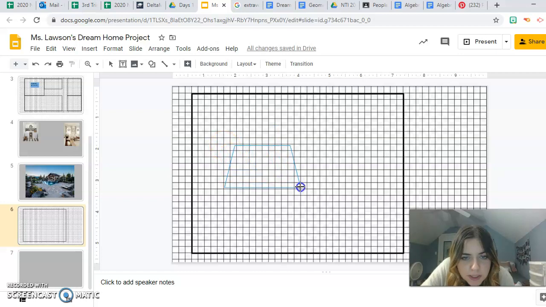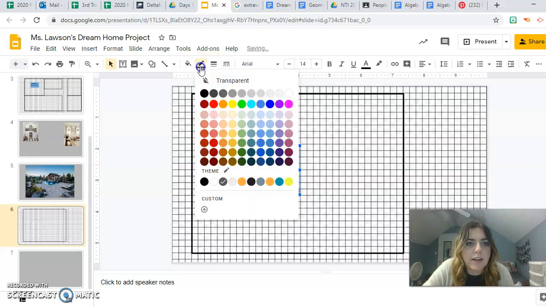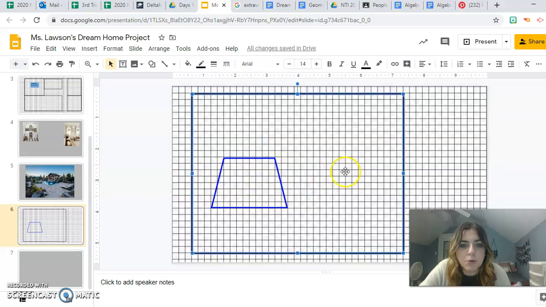And I'm going to keep dragging this until all the vertices, all the corners of it are on points of the graph. Okay, so here we go. I want it to be transparent. I'm going to outline it in blue since it's a pool, and I'm going to make the border pretty thick. Okay, so here we have my pool. Again, you can move it, line it up where you want it. Maybe I want to line it up right there. Okay, this is my pool.